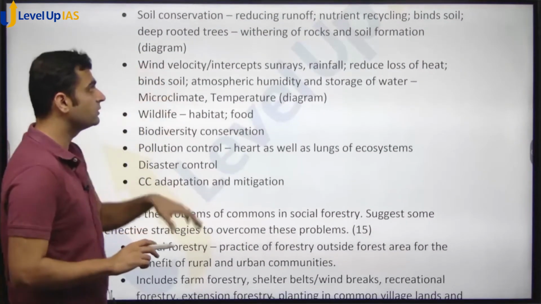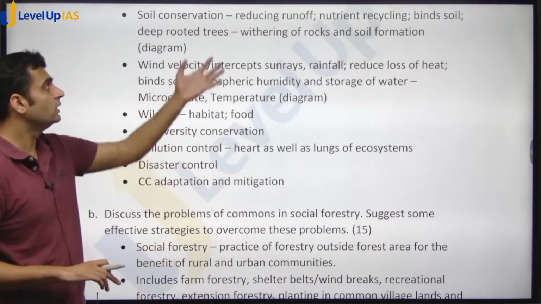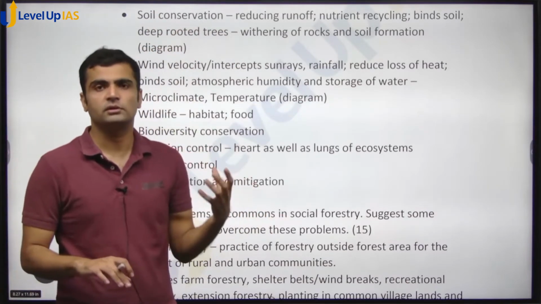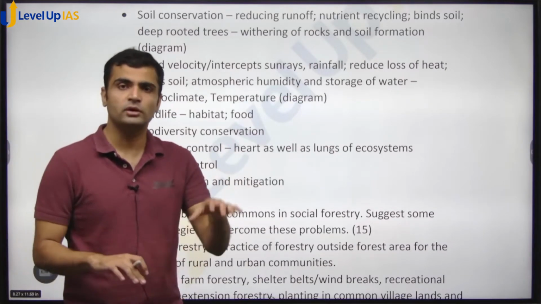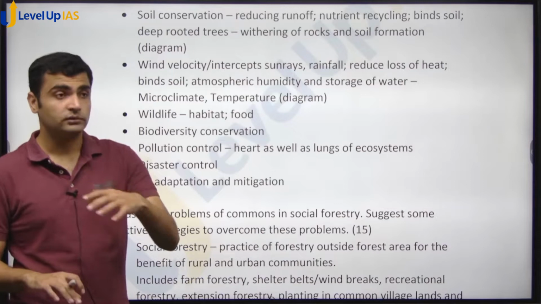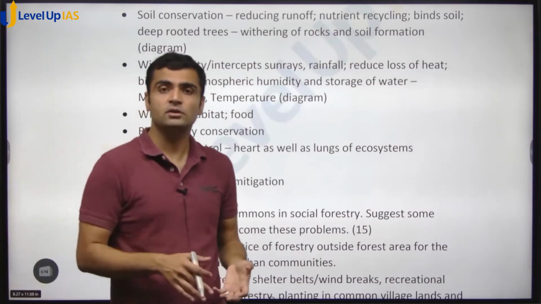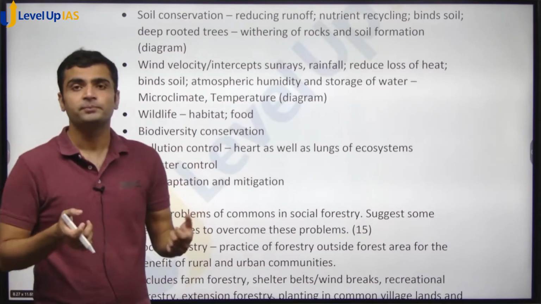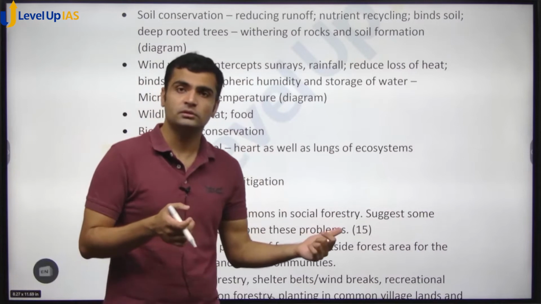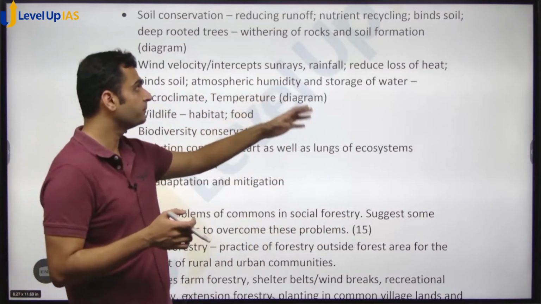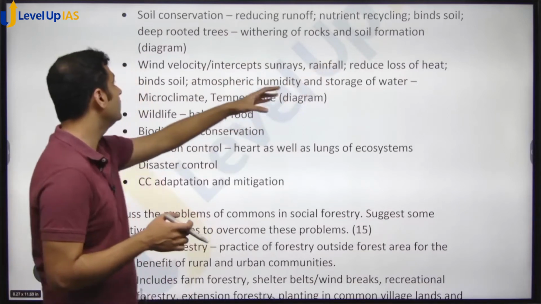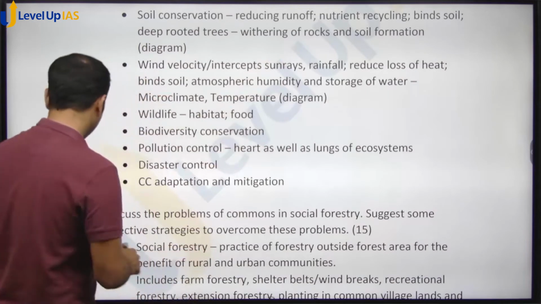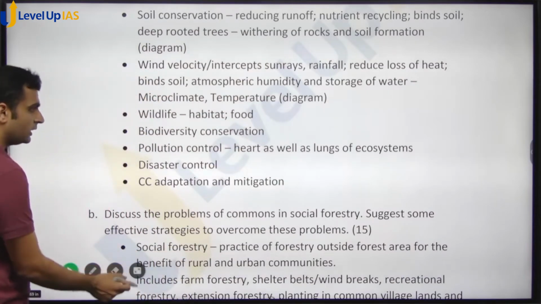Next is soil conservation. So how? Reducing runoff: forest or trees reduce the pace of water that is flowing, and improve the recharge of groundwater. Then forest uses a lot of water and stores it. Then soil pollution is filtered by forest or trees. Nutrient recycling, binding of soil. Deep rooted trees even take nutrition from the weathering of rocks and aid soil formation. Again, let me go to another diagram.